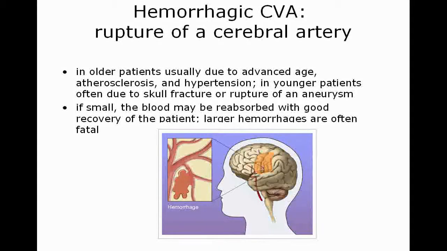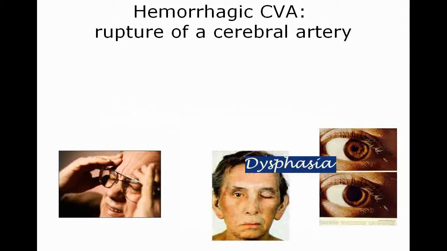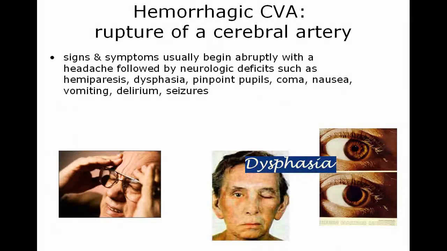The hemorrhagic CVA is also pretty sudden. In older patients, usually due to advanced age, atherosclerosis, and hypertension. In younger patients, the hemorrhagic CVA is usually due to some type of trauma or an aneurysm that ruptures. It may be a very small hemorrhagic CVA, the blood may be reabsorbed, good recovery of the patient, but the larger hemorrhages are often fatal. Signs and symptoms of the hemorrhagic CVA usually begin abruptly.